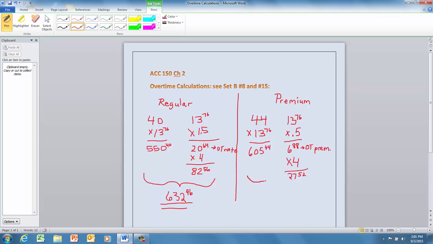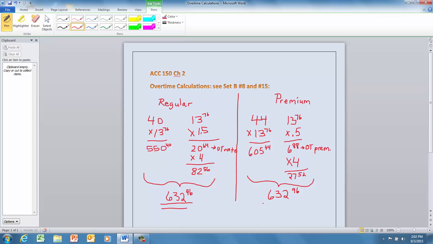Now, once again, I'm going to take his regular earnings and his overtime premium, and add those together, and again, I get $632.96. So either way will get me to the correct answer.